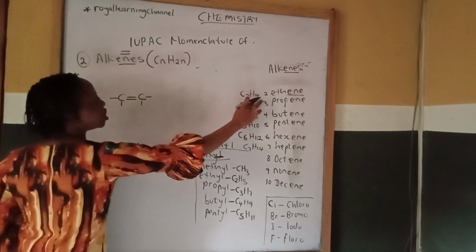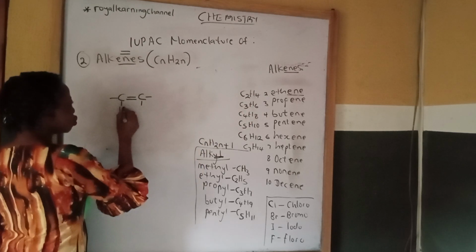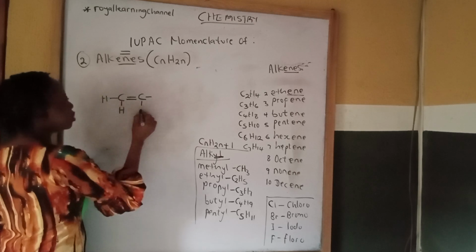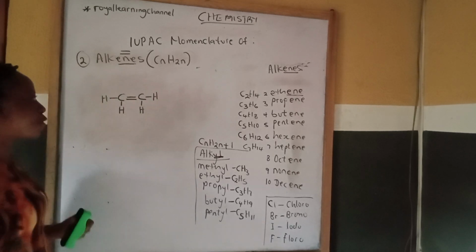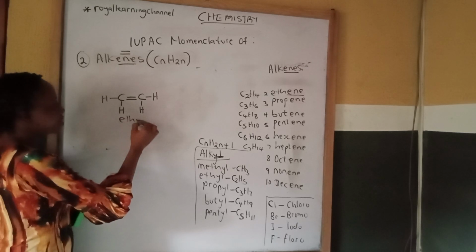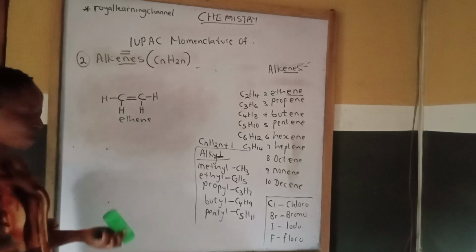Then with how many hydrogen atoms, from the molecular formula? 4. So bring those hydrogen atoms in. So this is the structural formula for ethene. Ethene. This is the structural formula for ethene.